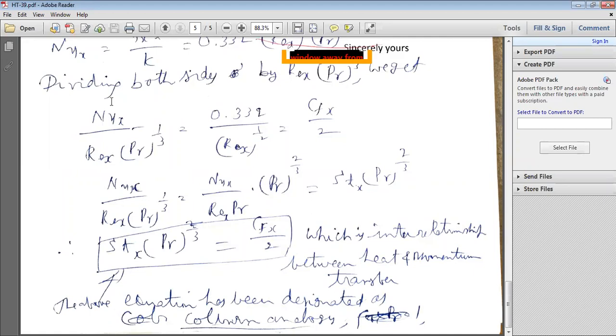Therefore, the left-hand side is equal to Stanton number into Prandtl number to the power 2 by 3. And what is the right-hand side? CFX by 2. That's why finally, Stanton number into Prandtl number to the power 2 by 3 is equal to CFX by 2, which is the interrelation between heat and momentum transfer. So this equation has been designated as Colburn analogy. Stanton number into Prandtl number to the power 2 by 3 is equal to CFX by 2. This equation has been designated as Colburn analogy.